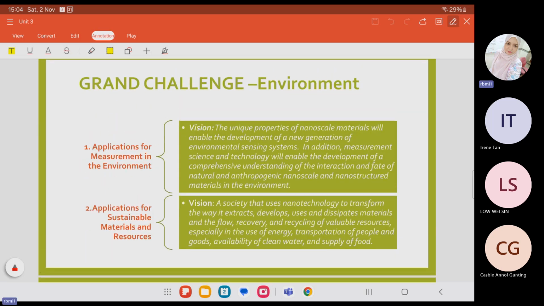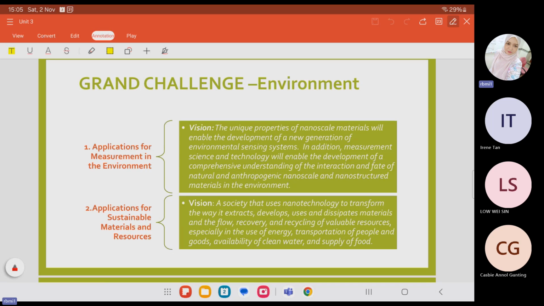However, we have a challenge from the nanotechnology area. Number one, applications for measurements in the environment. For the vision, the unique properties of nanoscale materials will enable the development of a new generation of environmental sensing systems. We can reduce environmental pollution, but in addition, measurement science and technology will enable the development of a comprehensive understanding of the interactions and fate of natural and anthropogenic nanoscale materials.